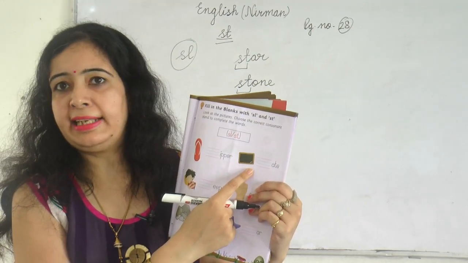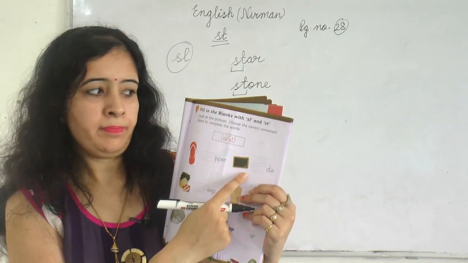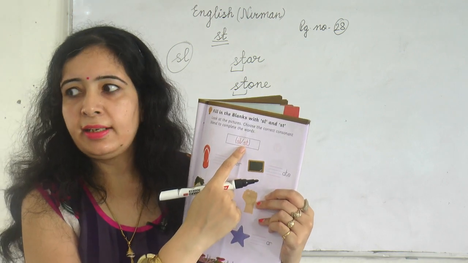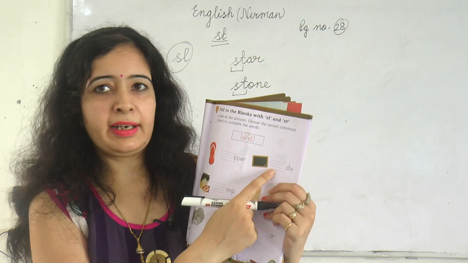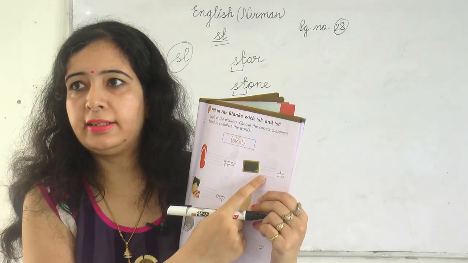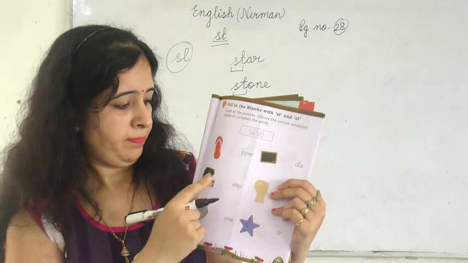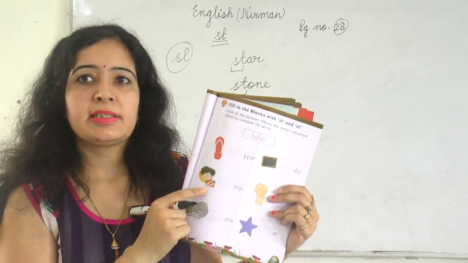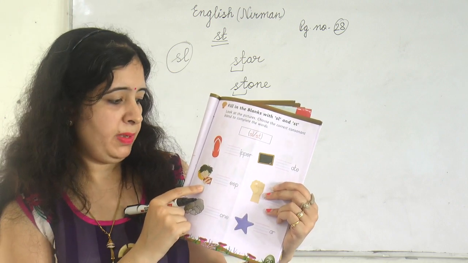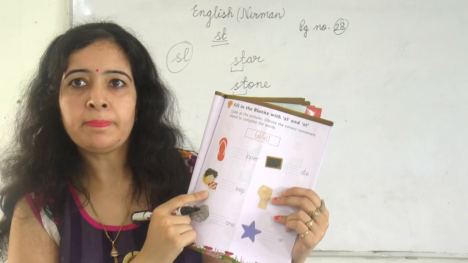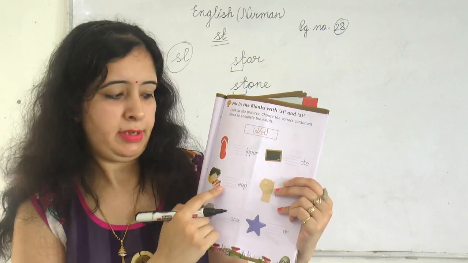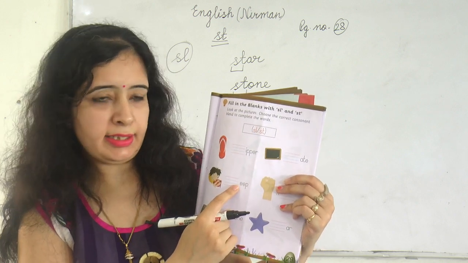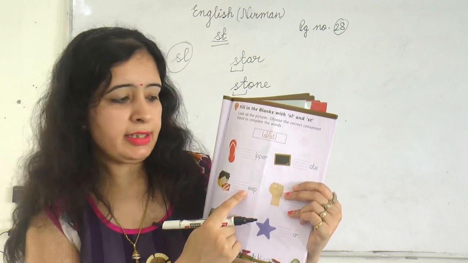When you speak slate, which sounds come? ST or SL? It's SL. So you will write here SL. Slate. Next one is sleep. When you speak sleep, which sounds come? Sleep. SL. So you will write here SL.